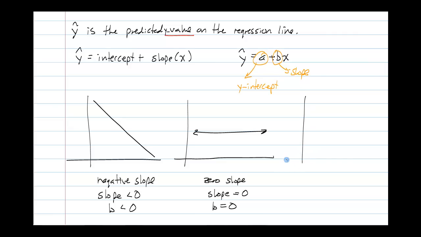So we have negative slope, zero slope, and so our last one must be positive slope here. So again, I have positive slope, so slope is greater than 0. B is our slope, so this is talking about b being positive, greater than 0.